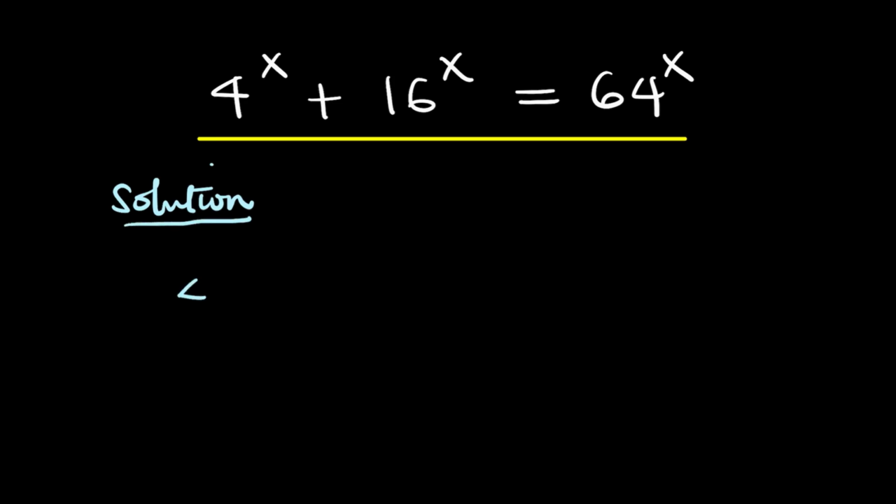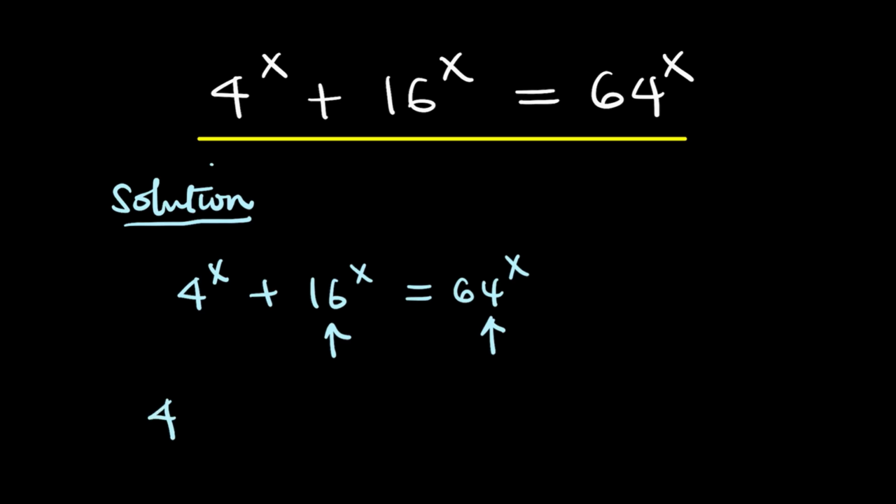If you rewrite the equation 4 raised to power x plus 16 raised to power x equals 64 raised to power x, one would immediately see that 4 raised to power x tends to be common to all terms of the equation. So I will write the bigger terms, which are 16 and 64, in terms of 4 raised to power whatever the power is.